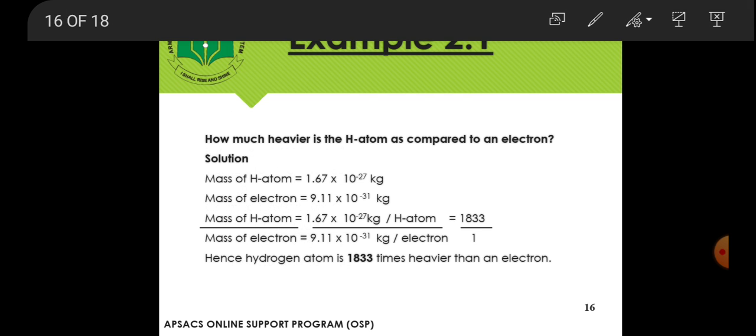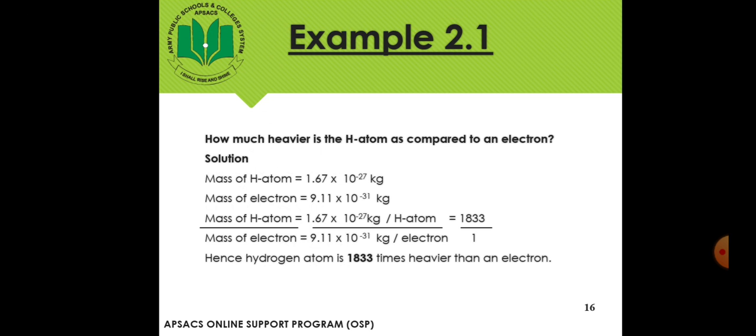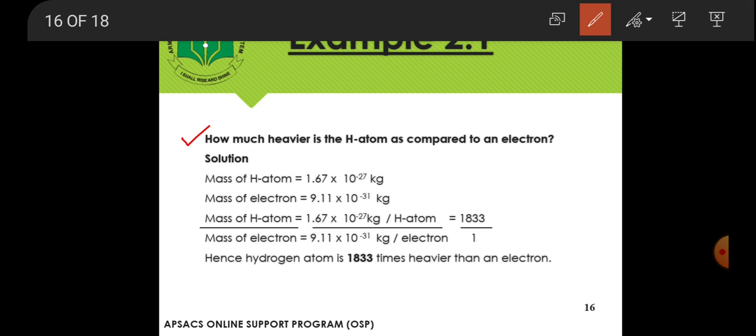Students, let's solve example 2.1. The question is, how much heavier is a hydrogen atom as compared to an electron? The mass of hydrogen atom is 1.67 × 10^-27 kilogram. We have calculated the mass of electron, and that is 9.11 × 10^-31 kg. So we will compare both the masses. Mass of hydrogen will be written in the numerator and mass of electron will be written in the denominator.